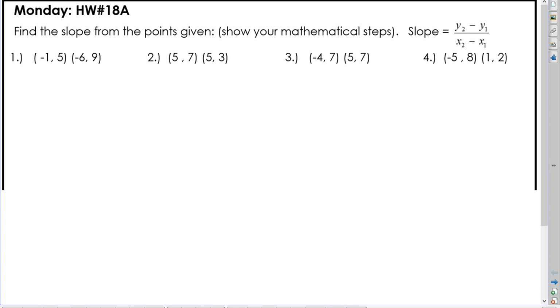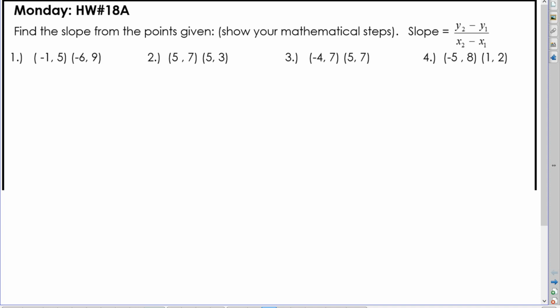In this tutorial, you will learn how to solve all of the questions on homework 18. So the first section, the Monday box here, asks you to find the slope from the given points, and it provides you with the slope formula, which is delta y over delta x, or y2 minus y1 divided by x2 minus x1.